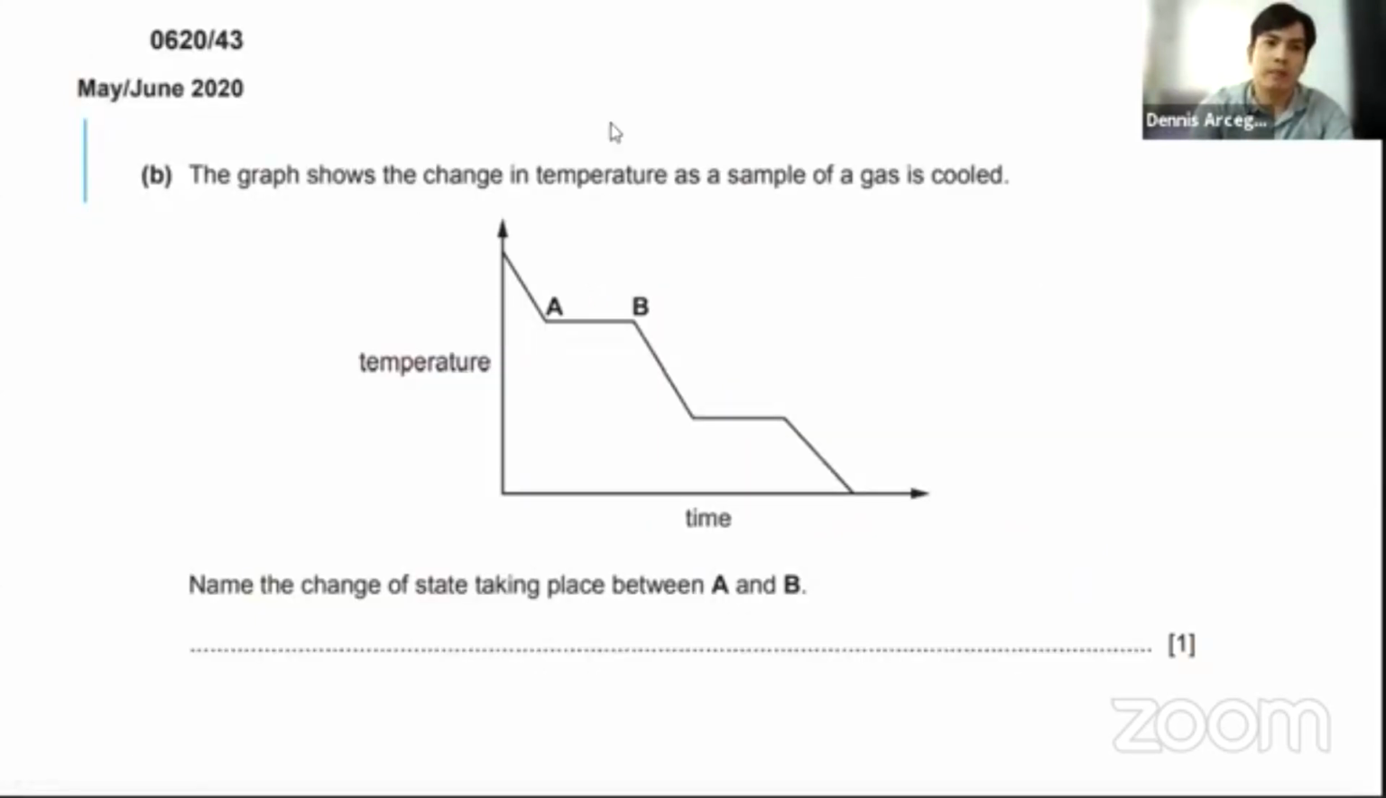So this is from variant 43, May, June. The graph shows the change in temperature as a sample of a gas is cooled. So meaning to say it started with a gas. Then you have here liquid, then you have solid here. So what do you think is the process occurring at A and B? What do you think? Okay, it is going from gas to liquid. So what is that? Okay, so that is condensation. That is from gas to liquid.